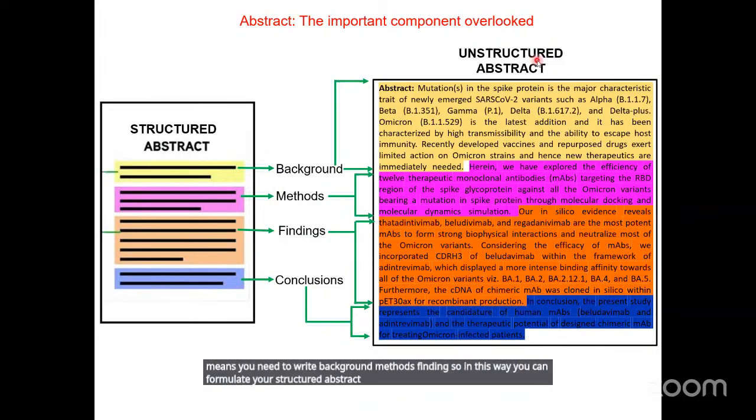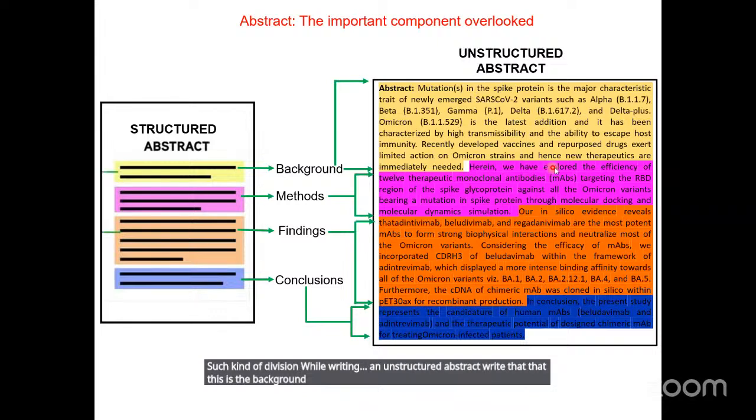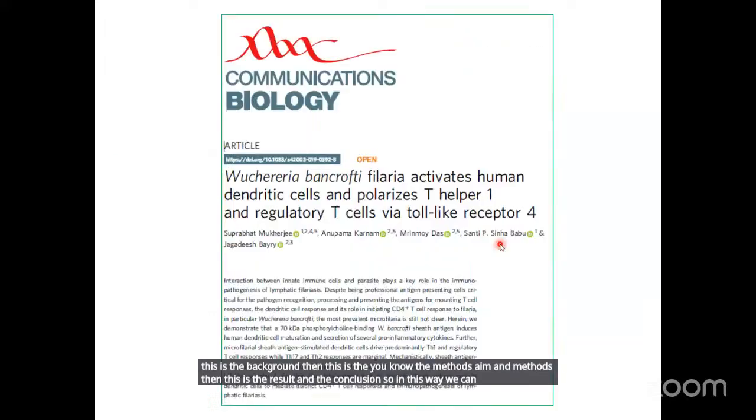But in an unstructured abstract, there will be no division, but you need to present such kind of division while writing an unstructured abstract. Right, that this is the background, then this is the aim and methods, then this is the result and the conclusion. So in this way we can write the structured and unstructured abstract.